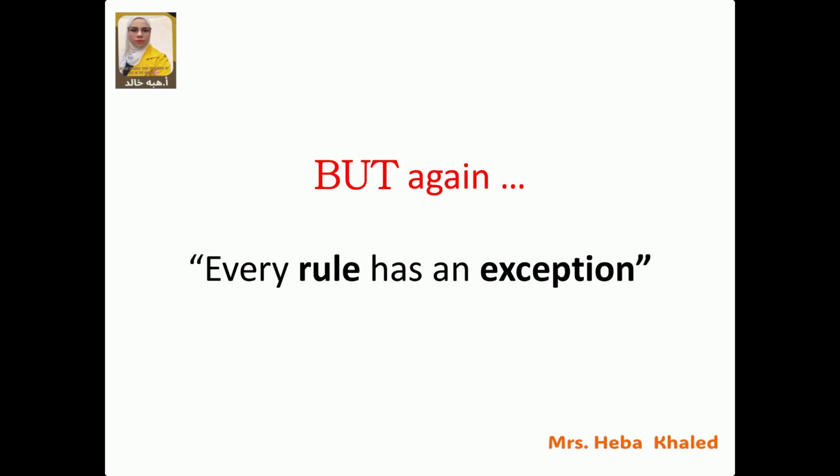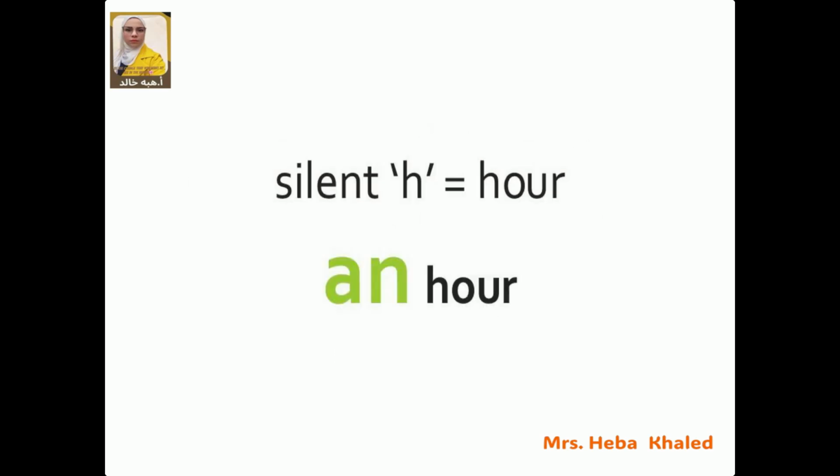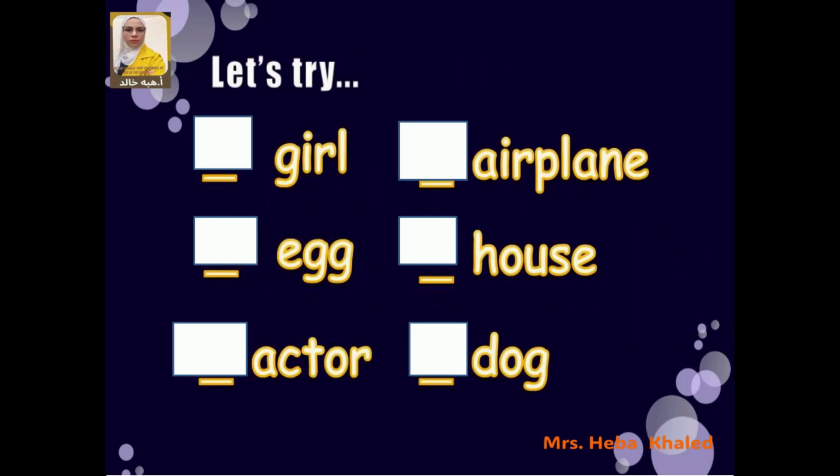But every rule has an exception. Let's see the exception here. We also use an before words that begin with the letter H if it's a silent H, if we don't read it. Not like horse, we say a horse or a house. But if the letter H is silent, like the word hour, so it's an hour. We don't pronounce the letter H. An hour. An honest man. So we don't pronounce the letter H. So this is an exception.